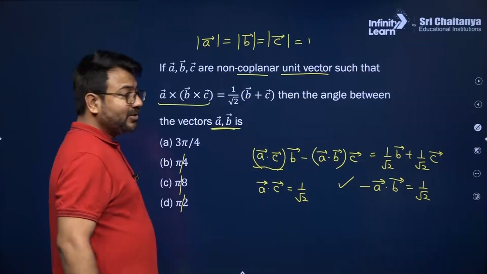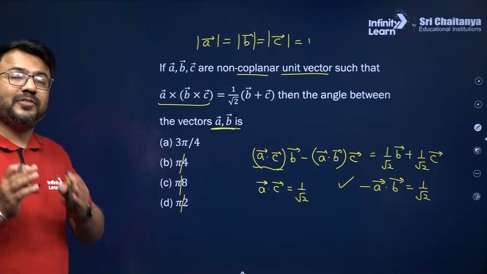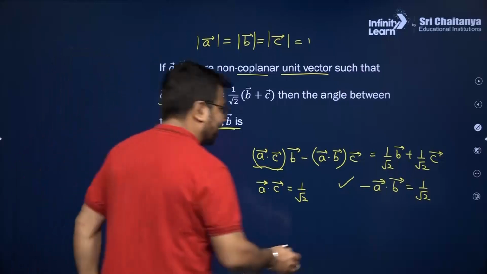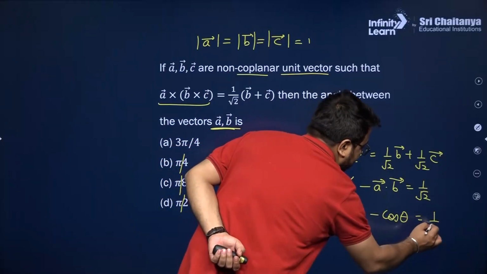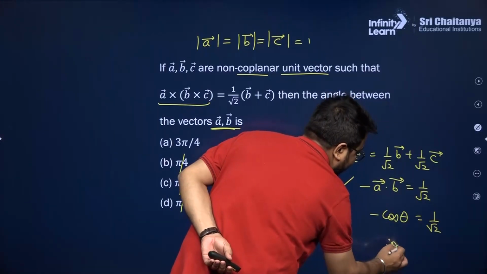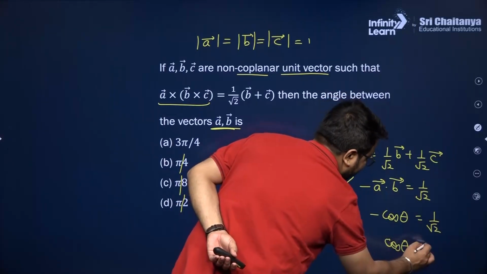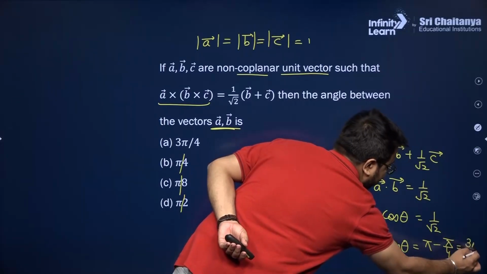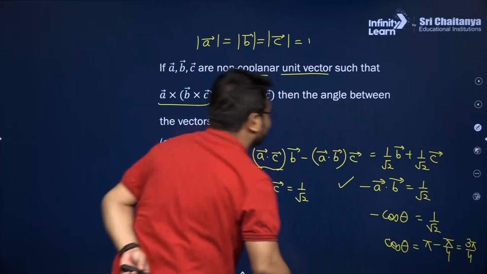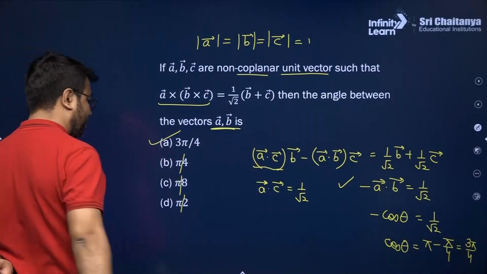So I'll be using this one. A dot B is equal to magnitude of A, magnitude of B into cos of the angle between them. So this is minus cos theta, because their magnitude is 1. If cos theta is equal to minus 1 upon root 2, I'll be using the angle of the second quadrant. Pi minus pi by 4 is written as 3 pi by 4. And 3 pi by 4 is given to us in option A.